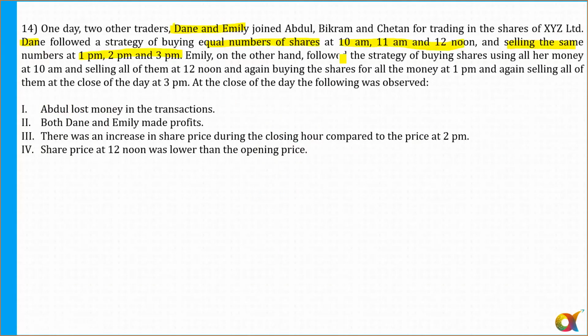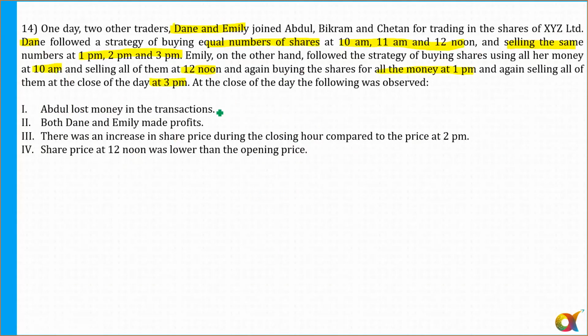Emily, on the other hand, followed the strategy of buying shares using all her money at 10 a.m. and selling all of them at 12 noon. And again, buying shares with all the money at 1 p.m. and again selling at the close of 3 p.m. And at the close of the day, the following was observed. The first point, Abdul lost money in the transaction.